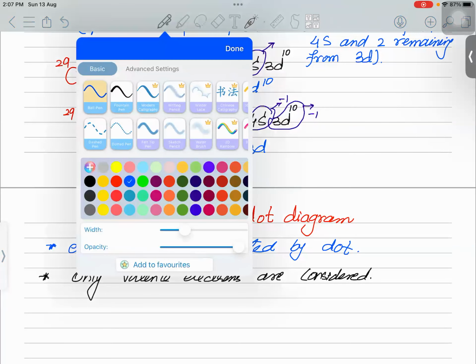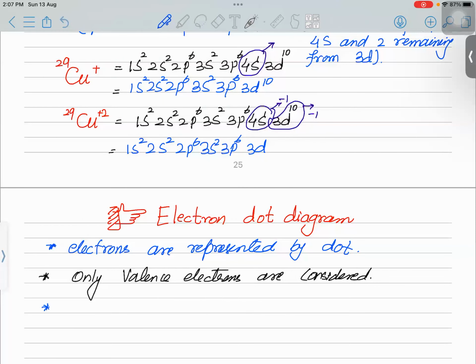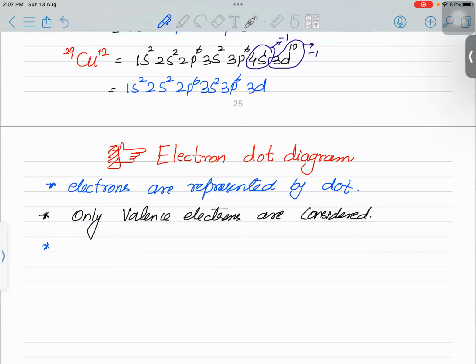Next, group number indicates valence electrons. Always remember group number. Let's suppose you have sodium, so group number is 1. If you have calcium, group number is 2. If you have chlorine, group number is 7. So group number indicates valence electrons.